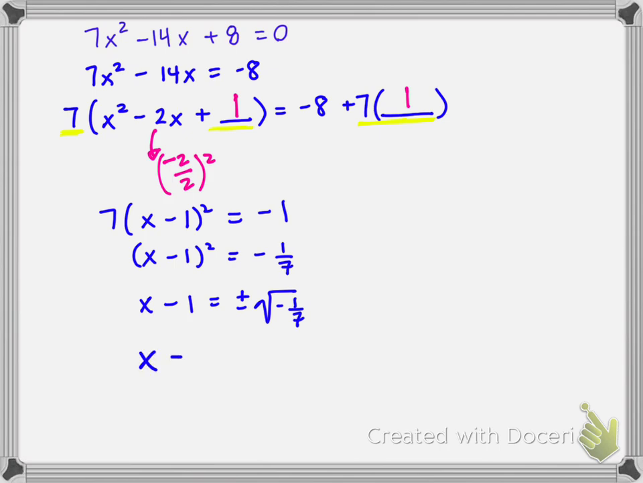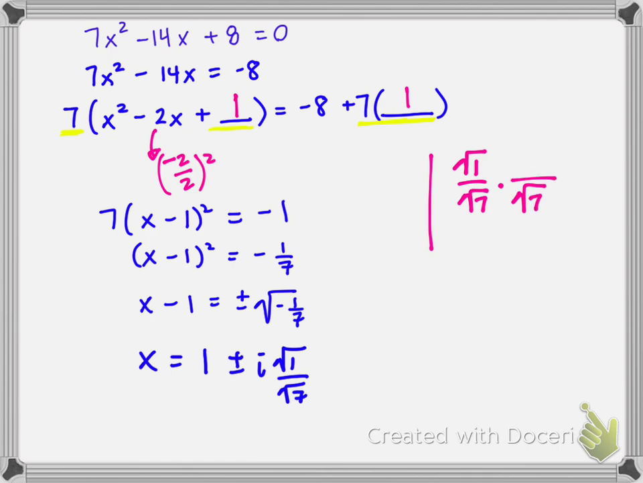So if I isolated the x, I would get 1 plus or minus i root 1 over root 7. In math, we can't have radicals on the denominator of a fraction, so we would need to maybe show some side work. I have the square root of 1 divided by the square root of 7. Got to rationalize that denominator by multiplying root 7 over root 7, and I would get root 7 over 7. So my final answer in set notation is going to be 1 plus or minus i root 7 over 7. And we're done.